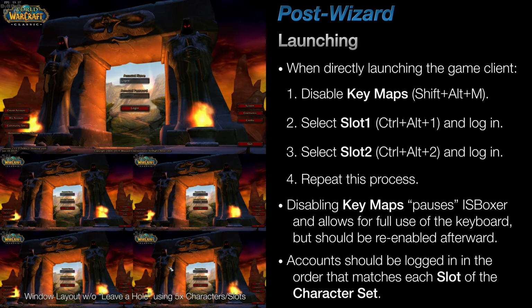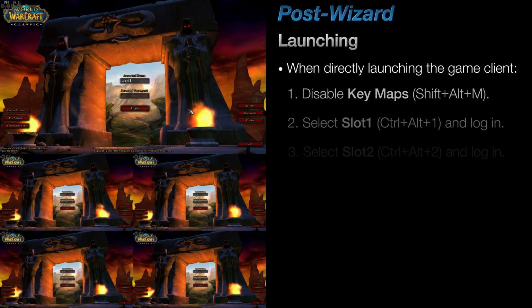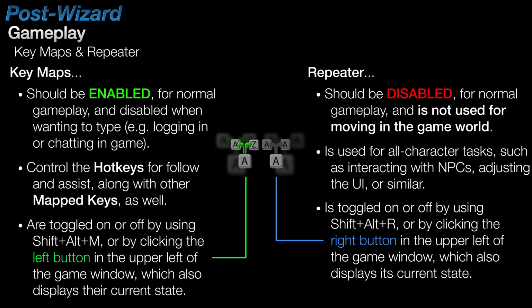Now, after you have all of your characters in-game, there are several different things you will need to set up and ensure are working properly. When first entering the game world with your characters, you'll want to ensure that key maps are enabled and the repeater is disabled. The state of these are reflected in the overlay in the upper left. Repeater, also known as broadcasting, is toggled on and off by pressing Shift-Alt-R, R for repeater, or by clicking the right menu button on the overlay in the corner.